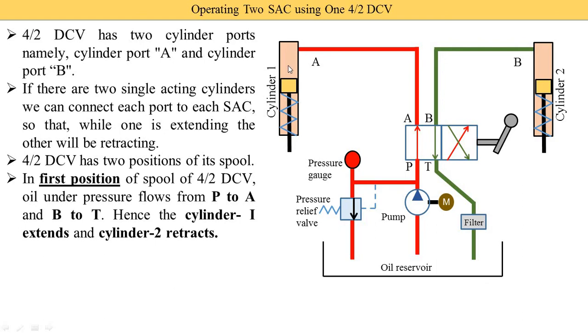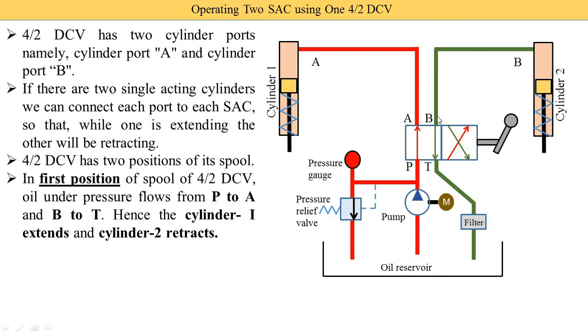This oil applies some pressure on the piston, and the piston moves from top to bottom, and it is called the extension. That's why here you see "cylinder 1 extend" is written. So when, in a vertical cylinder, its piston moves from top to bottom, it is called the extend.